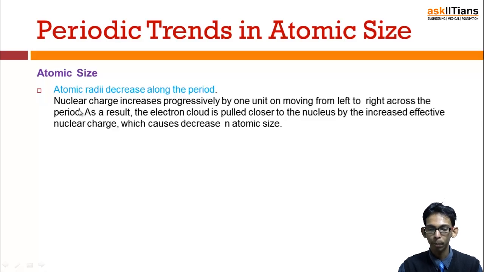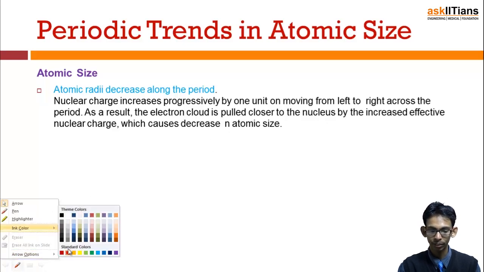This is because nuclear charge increases progressively as we move from left to right. First read this. Nuclear charge increases progressively by 1 unit on moving from left to right across the period. As a result, the electron cloud is pulled closer to the nucleus by the increased effective nuclear charge, which causes a decrease in atomic size. Now let's understand this with an example.